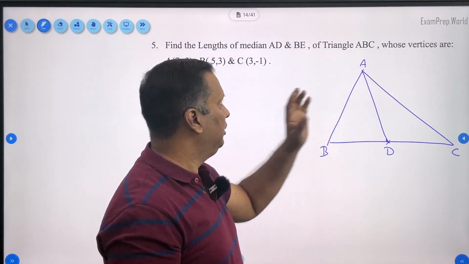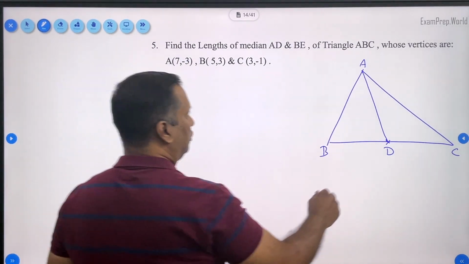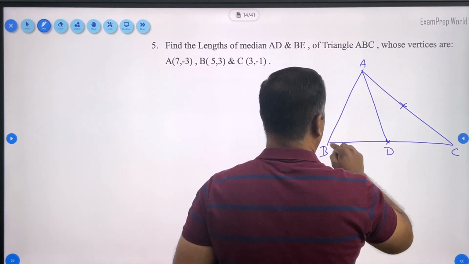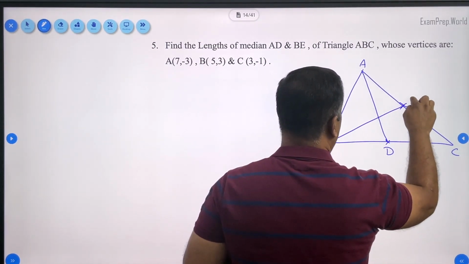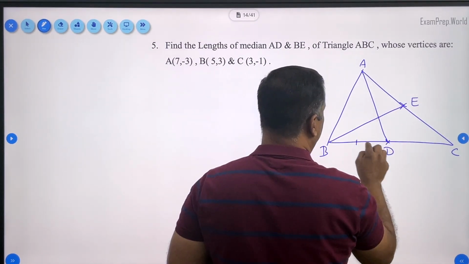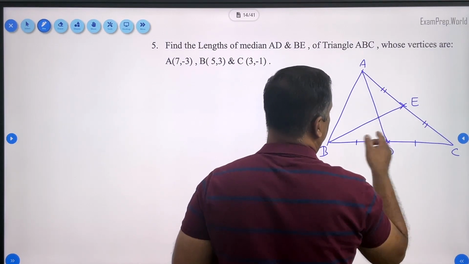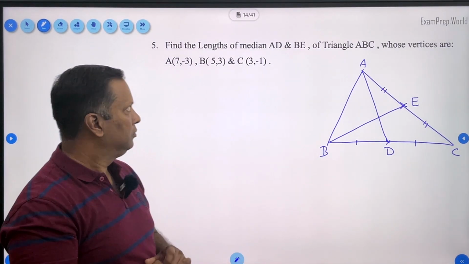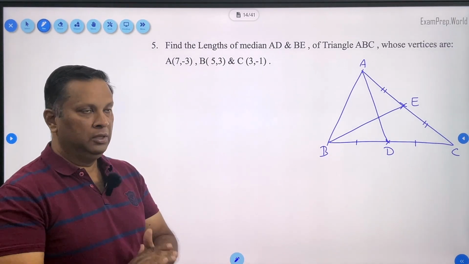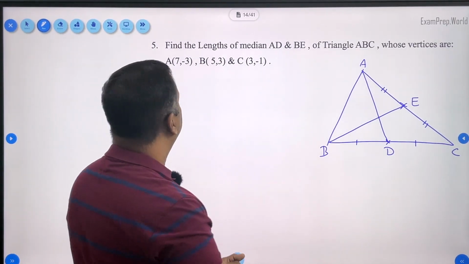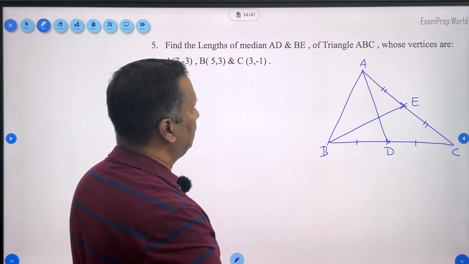Here AD is a median. And BE is also a median. That means BD equals DC and AE equals EC. So we have two medians here. They were talking of these two medians, and we have to find the lengths of these medians.